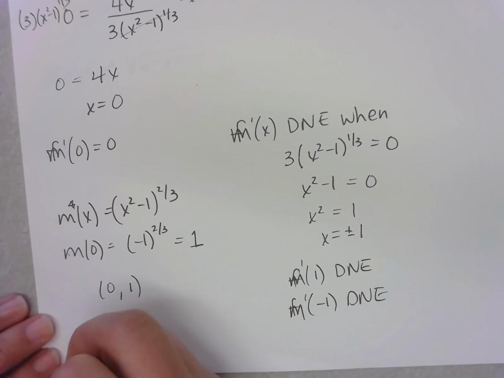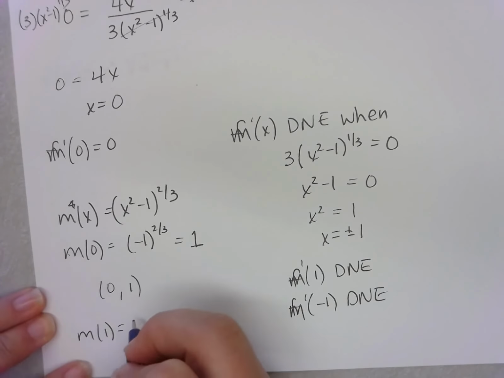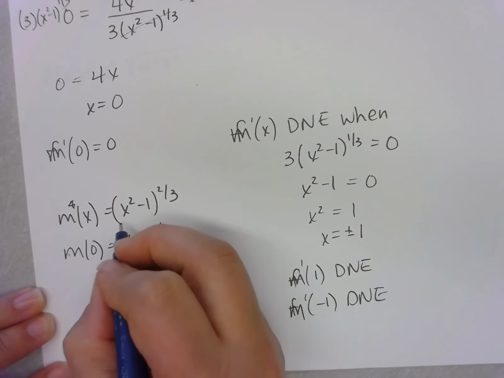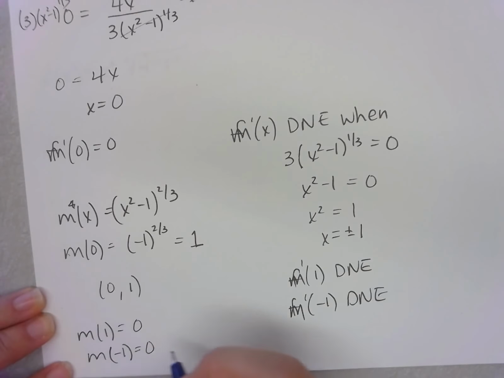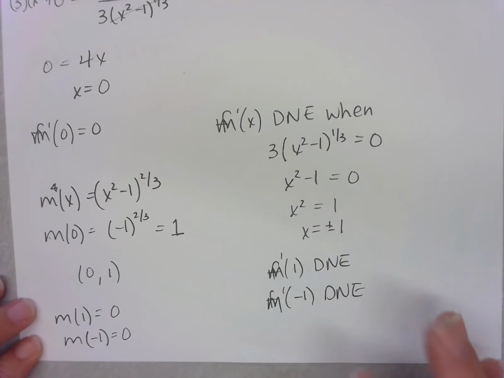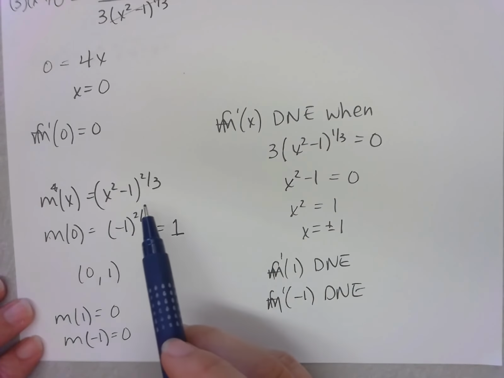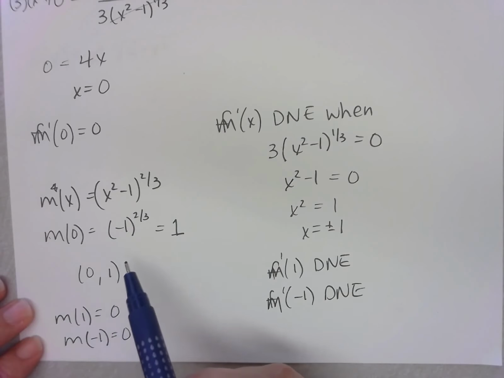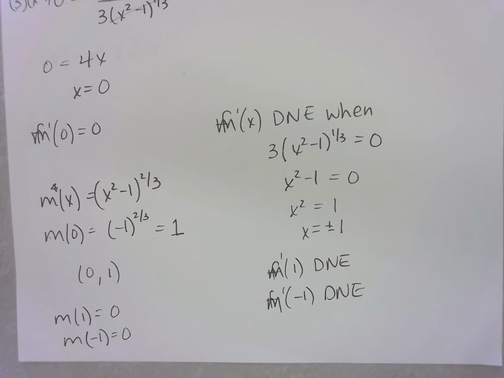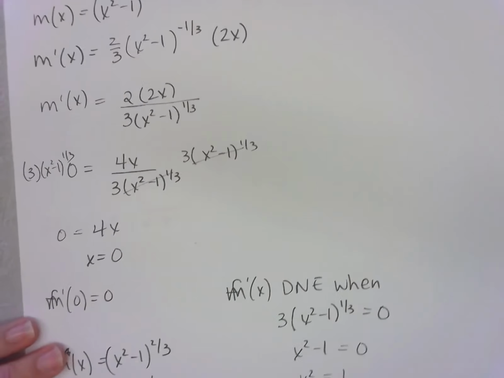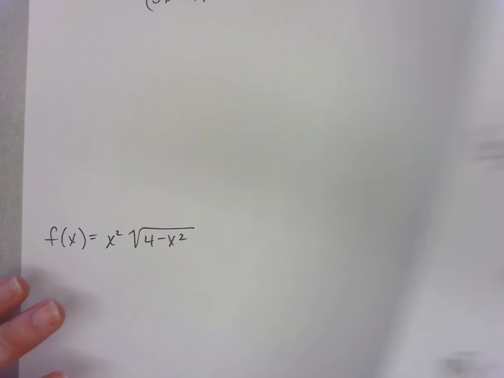So m of 1 is 1 minus 1, which is 0 to the 2/3, which is 0, and m of -1 is also 0, because I square it and I get 1 minus 1, which is equal to 0. What we actually find if you go online and graph this is that it comes to sharp points at these places here. We get a little bend. All right, so let's do a couple more chain rule derivatives.